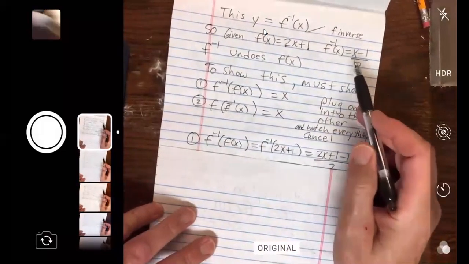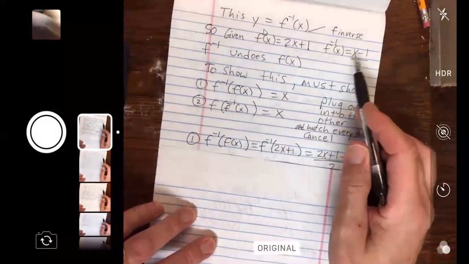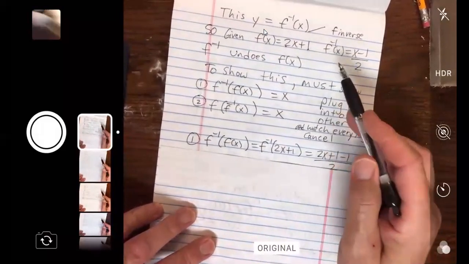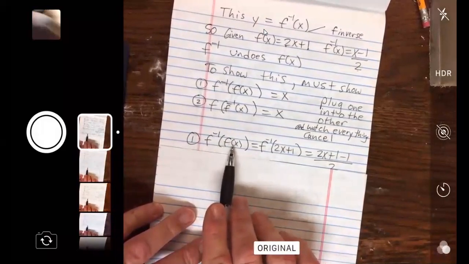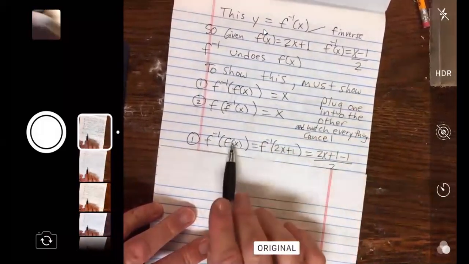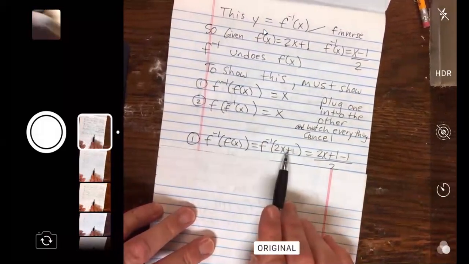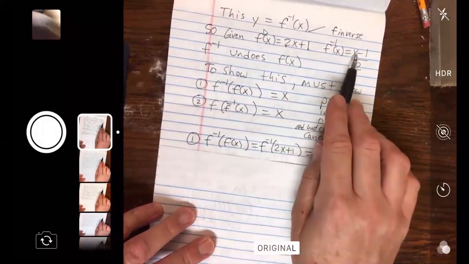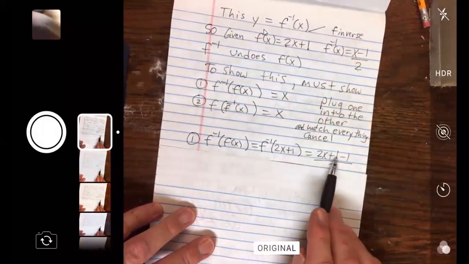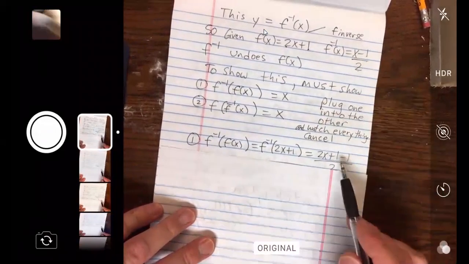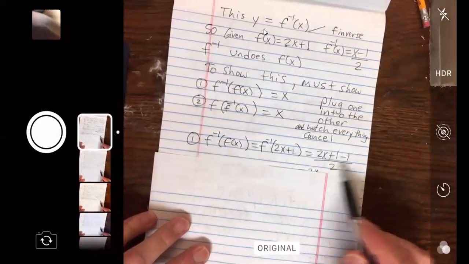So this is why we did all that plugging functions into each other last section. For this one, f inverse of f of x, I put the f of x in here, the 2x plus 1, and then I plug 2x plus 1 where there's an x in the f inverse. So that'll give me the 2x plus 1 for this x. Then you minus 1 and divide the whole thing by 2.